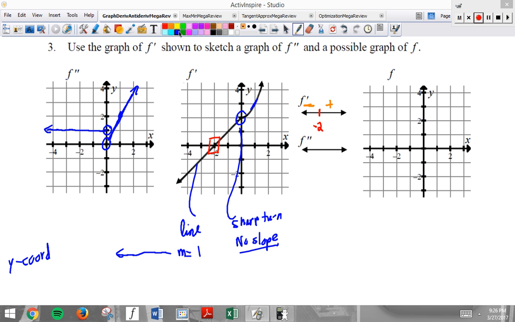There is a sharp turn at 0. It was a possible point of inflection, but actually the concavity changed. The slope here, the slope of F prime, is positive, and it remained positive.